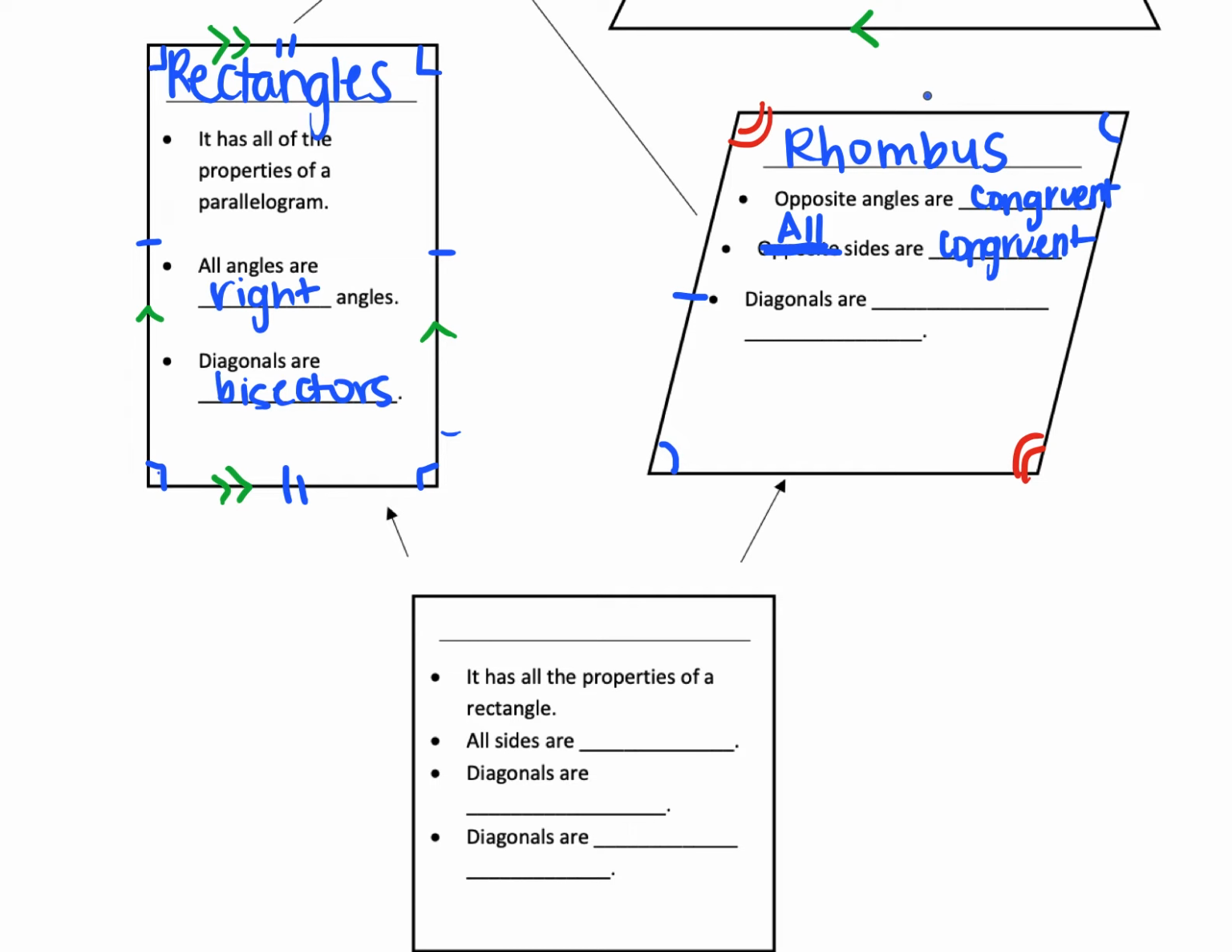So it's kind of like a square where all the sides are the same length, but their angles are not going to be right angles. It's just going to have opposite angles that are congruent. Now the opposite sides will also be parallel. So you can add in those tick marks there. And then finally, the special thing about the diagonals of a rhombus is that they are perpendicular bisectors. And we'll see a little bit more about that on our next page.